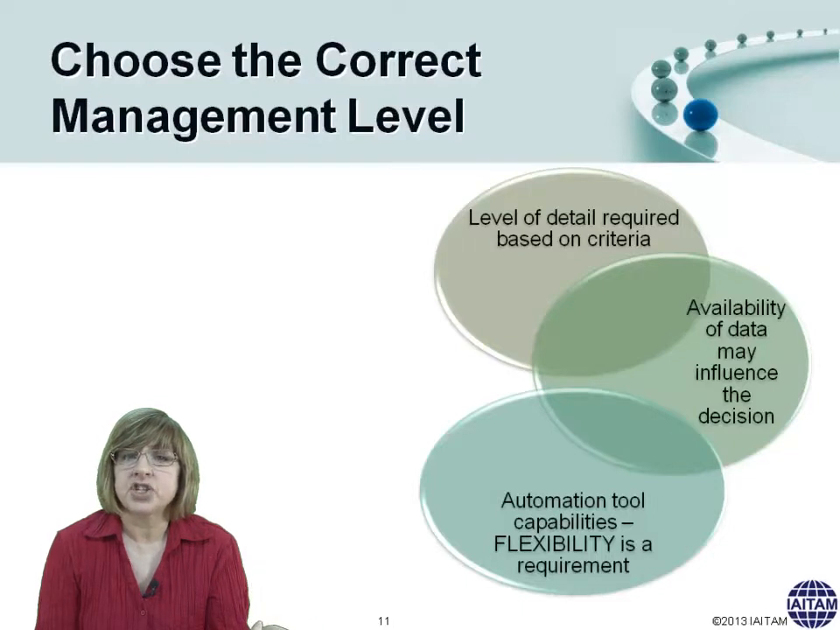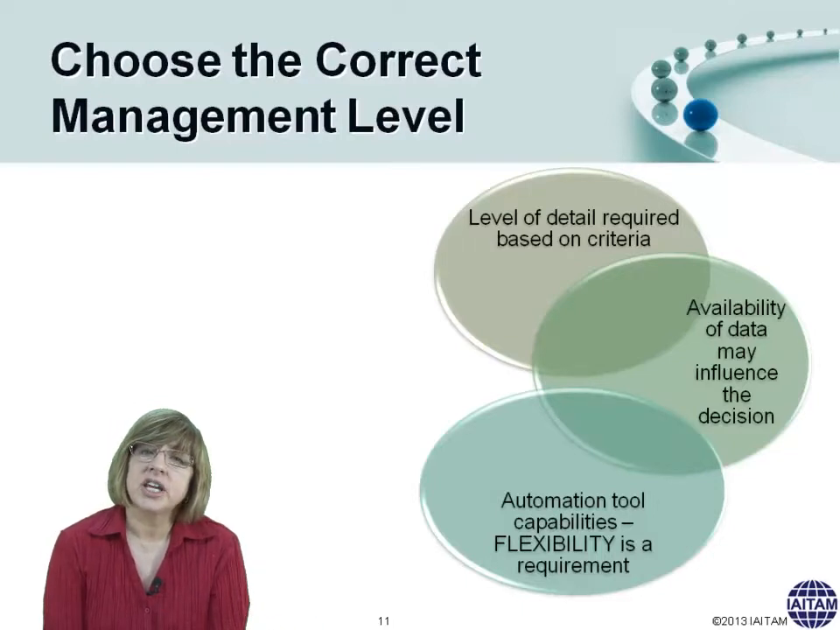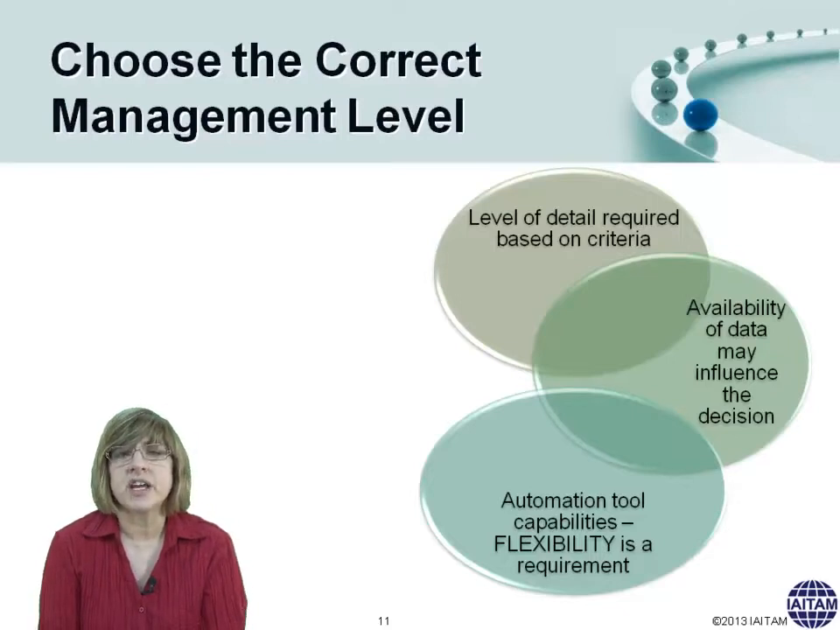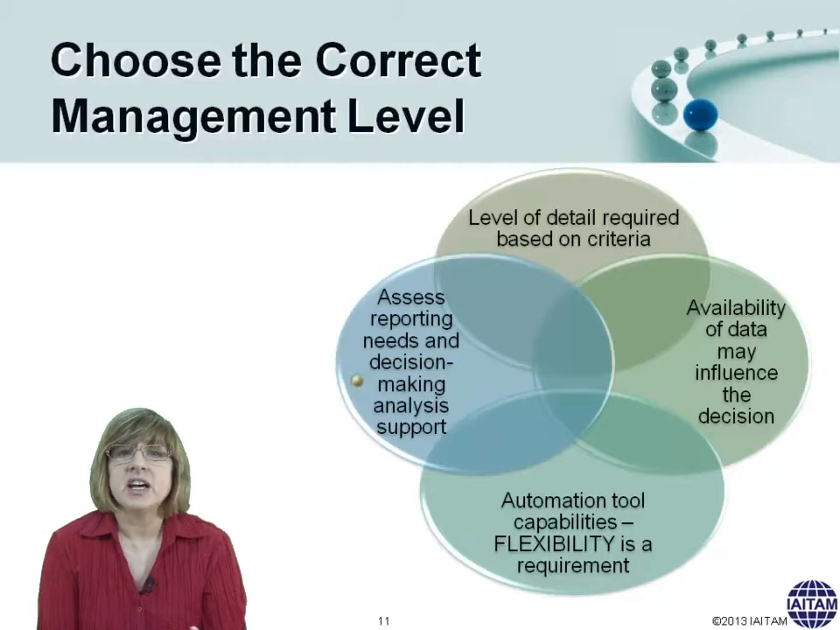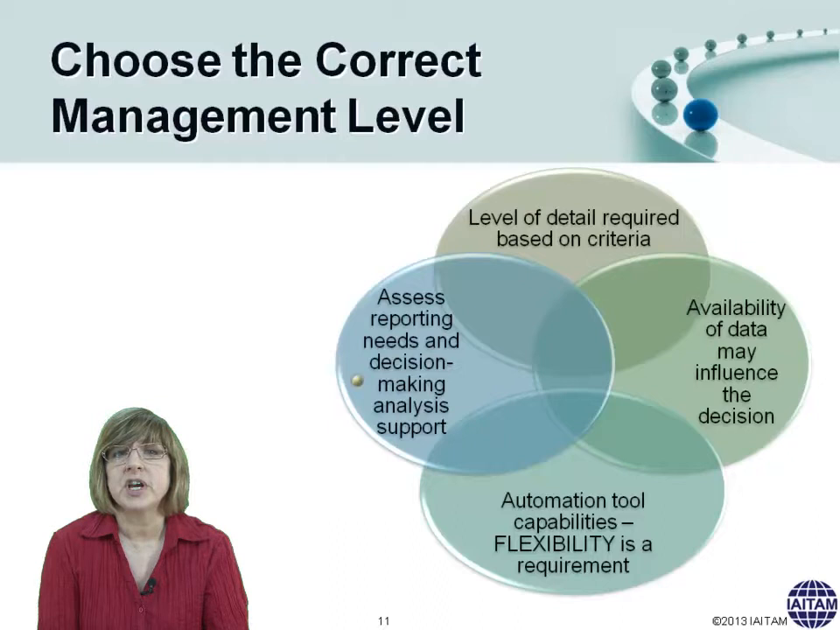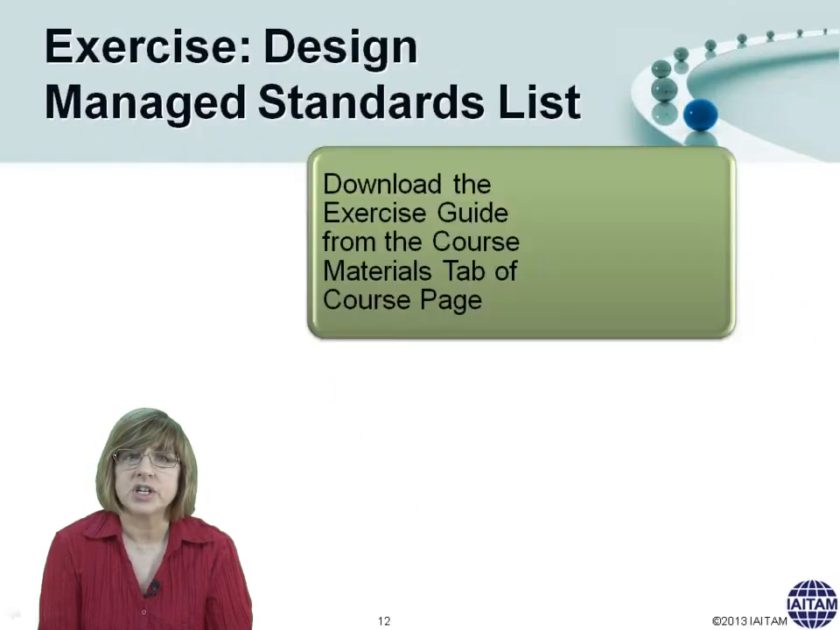What about automation tool capabilities? When you're looking at what tools you have in the organization, and we're going to talk about this later on in the course, you want to make sure that you're flexible in order to incorporate new assets into the mix. And then assess reporting needs and decision making. Who needs to have access to this data? What types of reports do you need? What types of integration into other systems do you need to have? That may help you determine what you manage at what time.